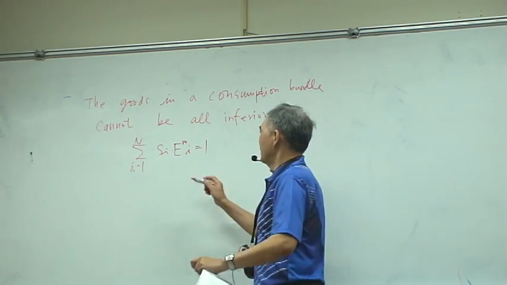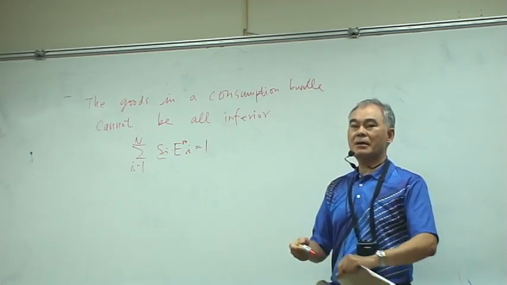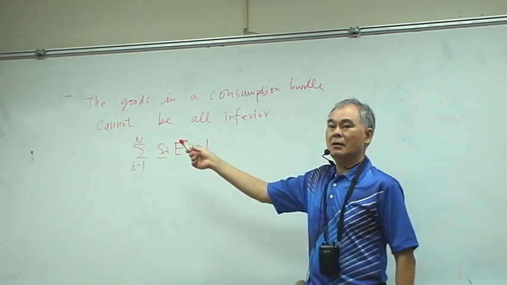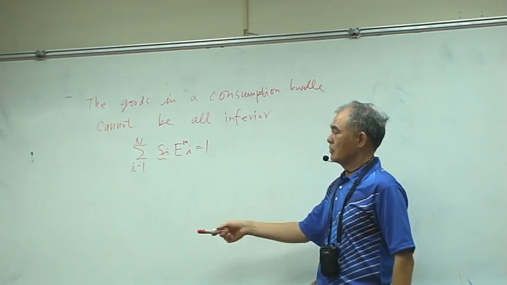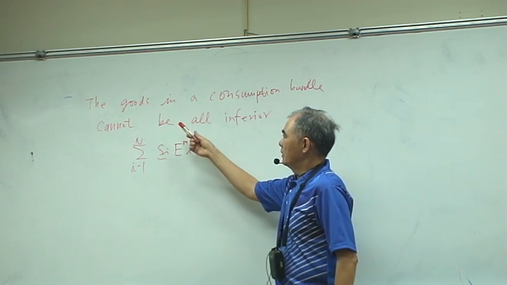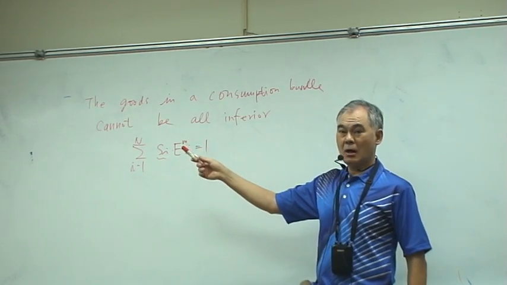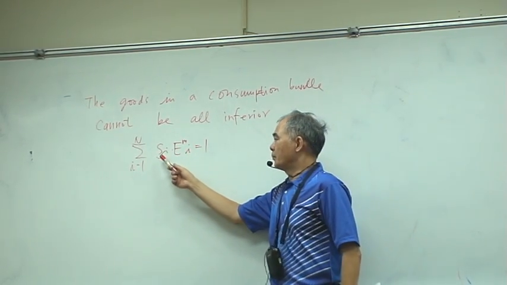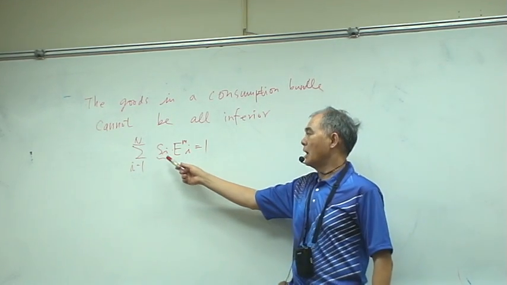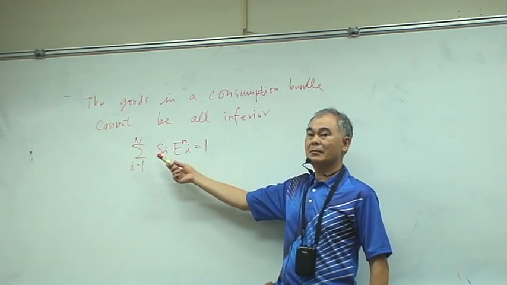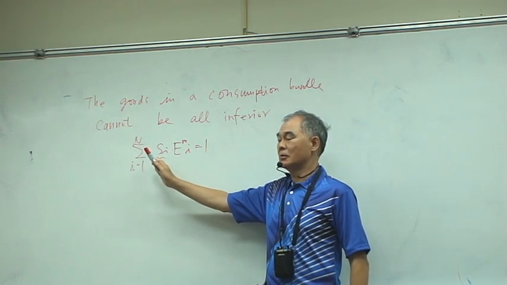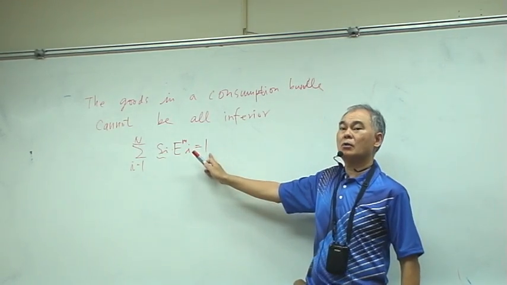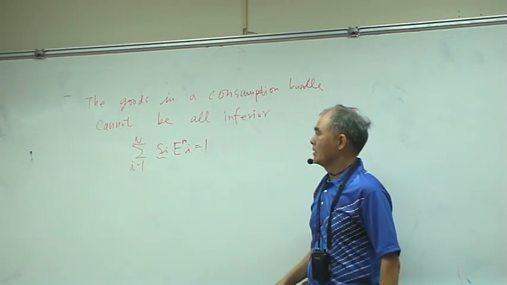And so what is SI? SI is the proportion of the income spent on good I. And EMI is the income elasticity of good I. And so if the goods in a consumption bundle are all inferior, this one will be negative, right? And the proportion spent on good I will be non-negative, so it's positive or 0, right? So if SI is positive or 0, and if all goods are inferior, this one will never hold. So because of that, okay?